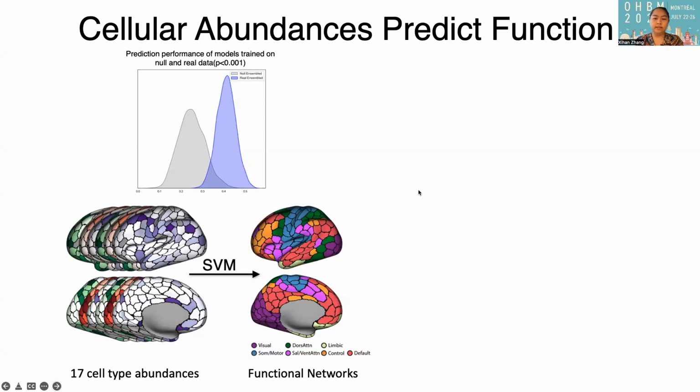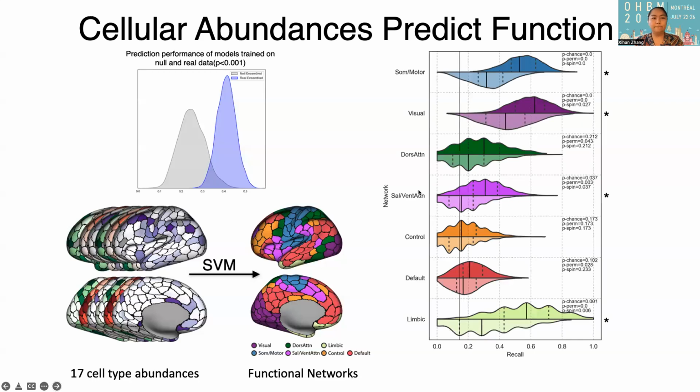To take a closer look at how well the classifier can predict each network, we calculated the recall of each network. Recall here evaluates the probability of classifying a parcel correctly, given that the parcel is from a certain network. From the plot, we can see 4 out of 7 networks can be predicted significantly above chance. They are the somatomotor network, visual network, ventral attention network, and limbic network.